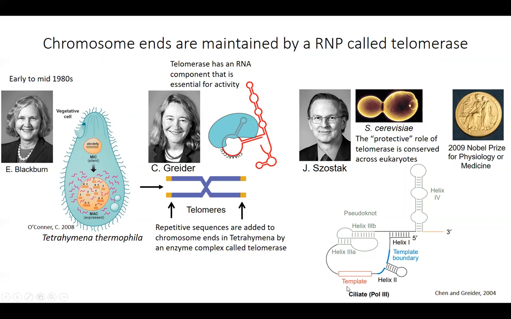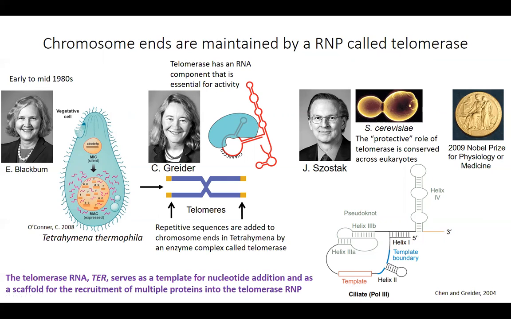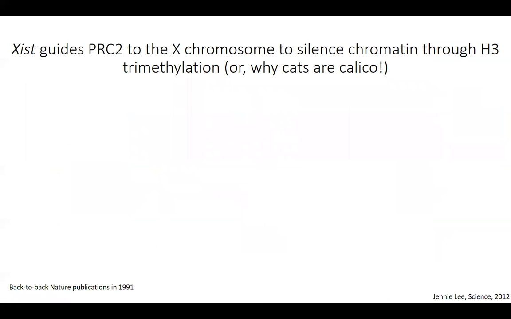So we can really relate this back to our telomerase. This RNA, which we call telomerase RNA, or TER, can serve as a template for nucleotide addition. We're also going to use it as a scaffold to recruit the multiple proteins needed for the actual telomerase ribonucleoprotein complex.